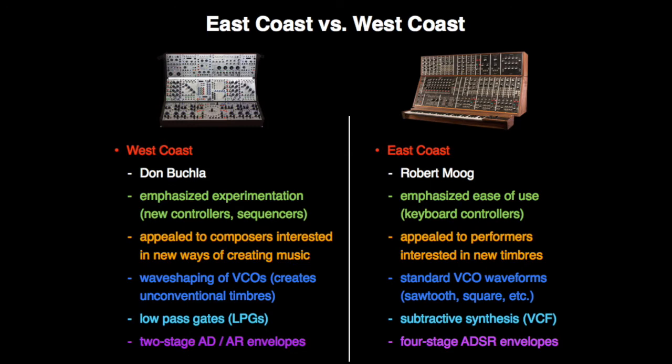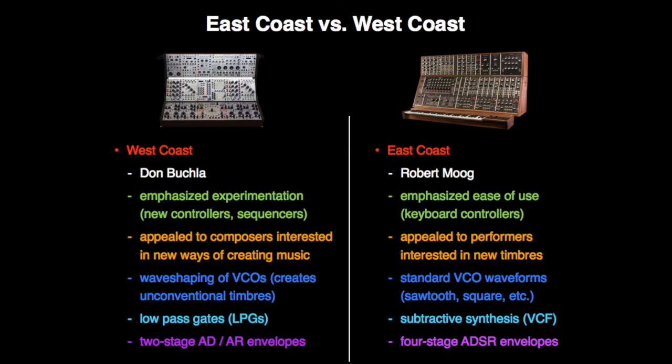In addition, they use what were called low-pass gates. And a low-pass gate is kind of a combination of a filter and an amplifier together in the same module. So it's an amplifier that would open with every attack from, say, a sequencer. And really, the sequencer is kind of driving a lot of the different types of modules that they're choosing.